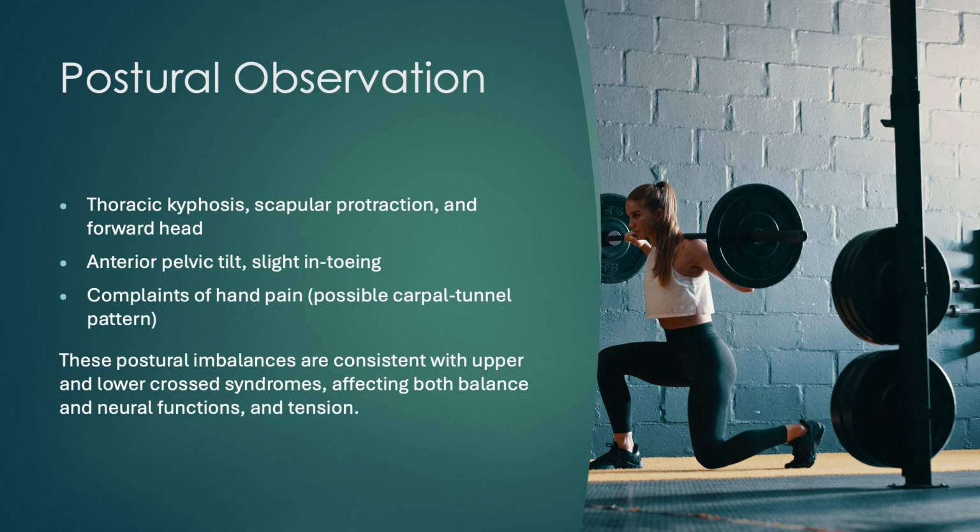Thoracic kyphosis, scapular protraction with a head forward tilt, anterior pelvic tilt, slight in-toeing, complaints of hand pain, which may represent carpal tunnel or possibly even cubital tunnel syndrome, are the postural observations, and these imbalances are consistent with upper and lower cross syndromes, which affects both balance and neural function, as well as tensions across the spiral of fascia.